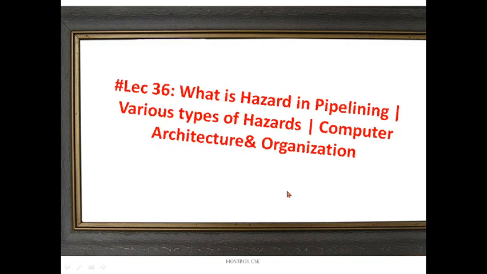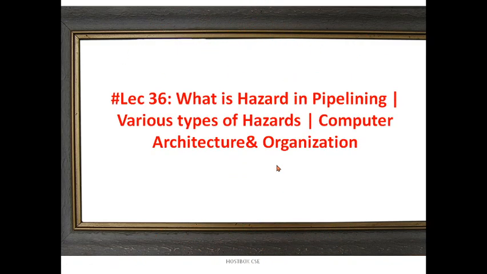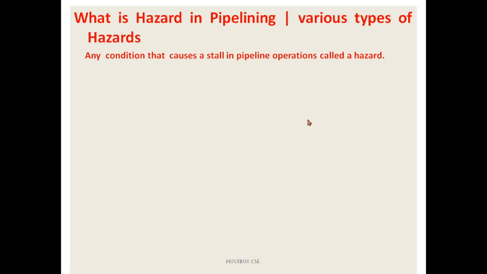Let's go over the session today. First, what is a hazard? What is a hazard in pipelining? You can simply say it's any condition that causes a stall in pipeline operations. Any condition that causes a stall in pipeline operations is called a hazard. Some conditions may stop your process.